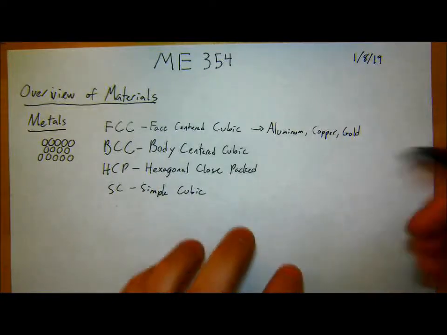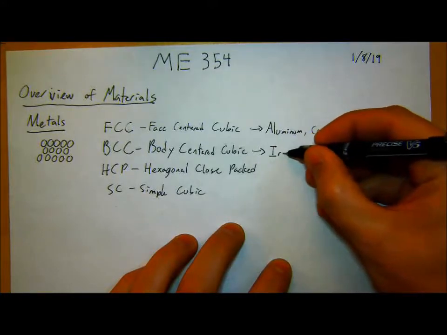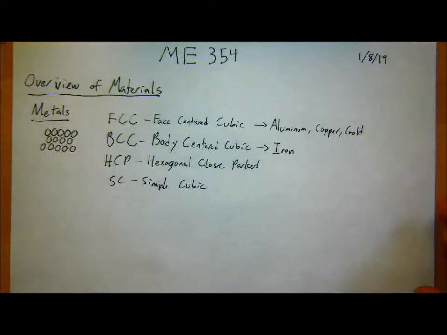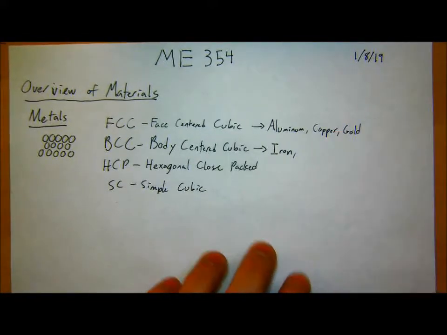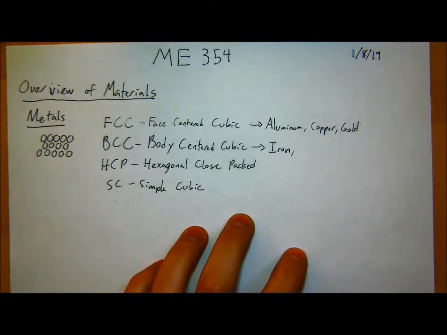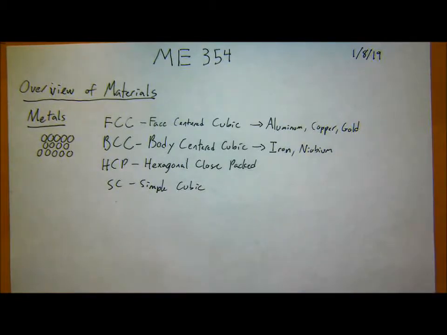Our body-centered cubic elements, the most common one is probably iron, the one that people should know about. Although iron gets very complicated, and there's decades of research on different steels, how you add different little particulates to iron and use different heat treatments and temperatures to make it steel, and how that changes the structure. I'm not going to talk about that at all. This is pure elemental iron. What else is a good one? Niobium, which is probably less familiar to people.